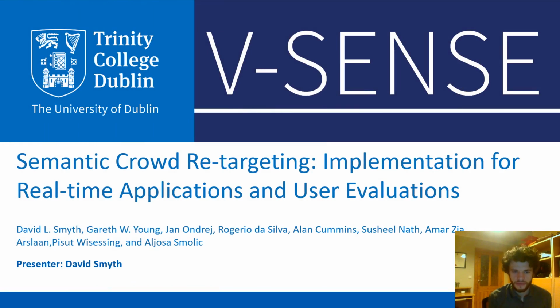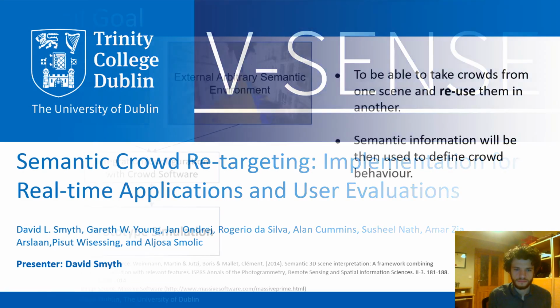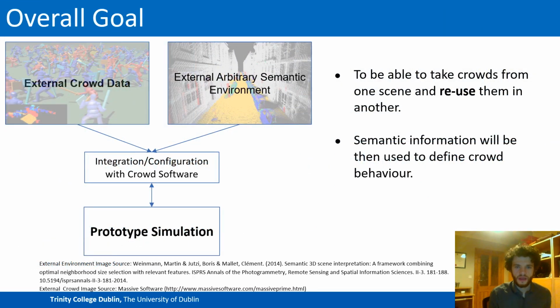Trinity College Dublin, and the paper is entitled Semantic Crowd Retargeting, Implementation for Real-Time Applications and User Evaluations. This work investigates how environment semantics can be used for retargeting crowds between scenes.